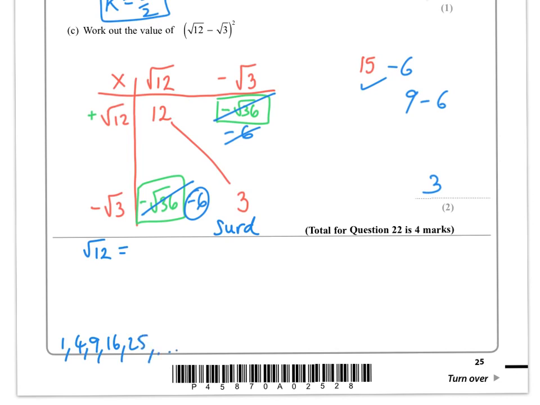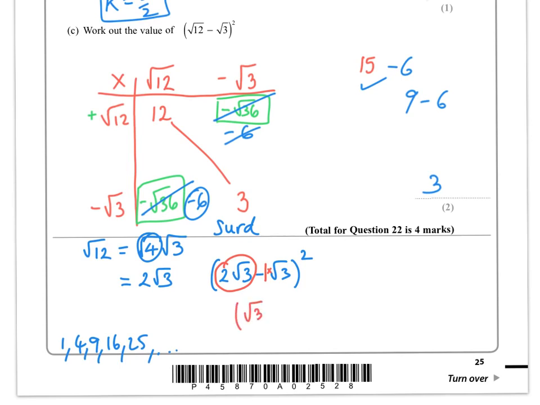Look for the highest square number that goes into 12, which is 4, so you can write it as root 4 times root 3, and you know the square root of 4 is 2, so you'd have 2 root 3. So you'd end up with 2 root 3 minus root 3 squared. Well, 2 lots of root 3 with 1 lot of root 3 taken off is just root 3.